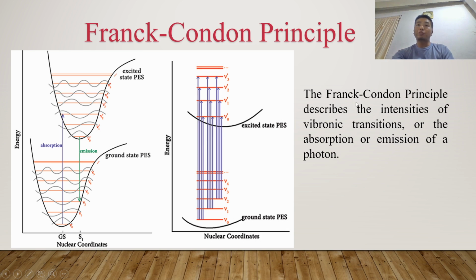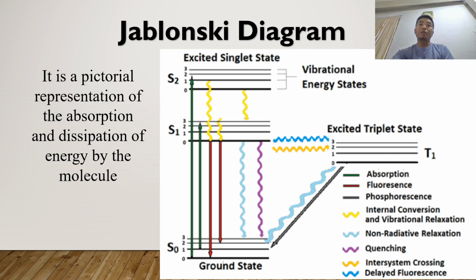Franck-Condon principle describes the intensity of vibronic transitions, or the absorption or emission of a photon. This is the basic principle of UV-visible spectroscopy. And then we'll go to the Jablonski diagram. It is a pictorial representation of the absorption and dissipation of energy by the molecule.